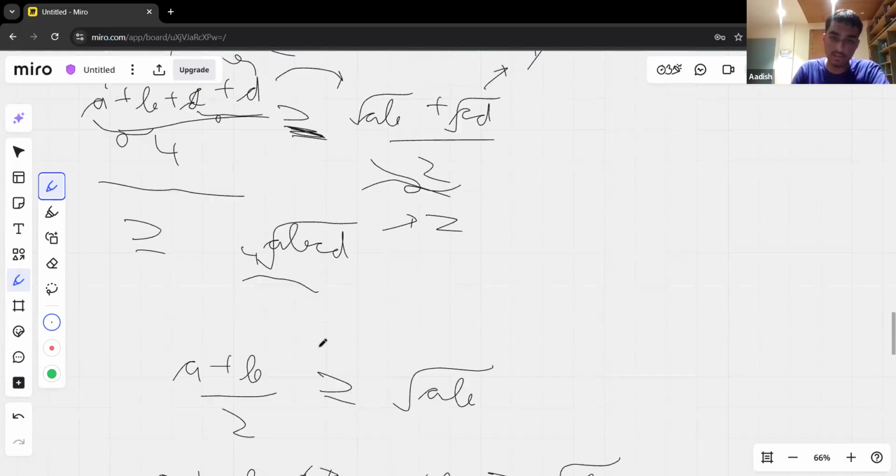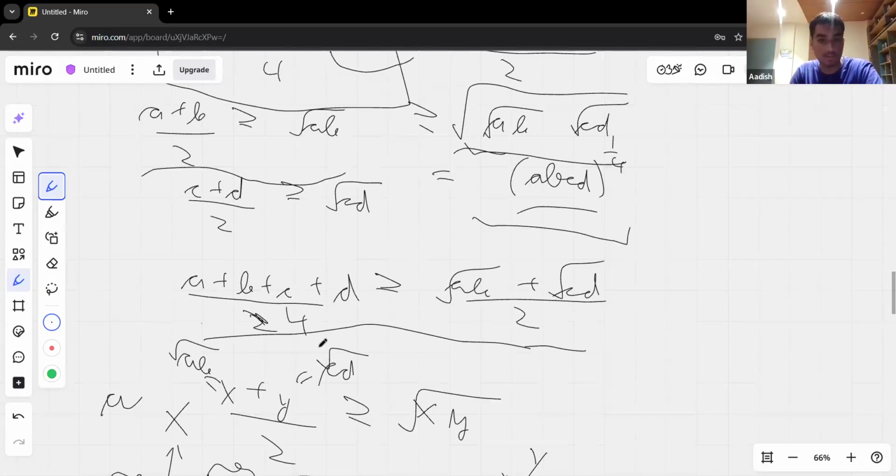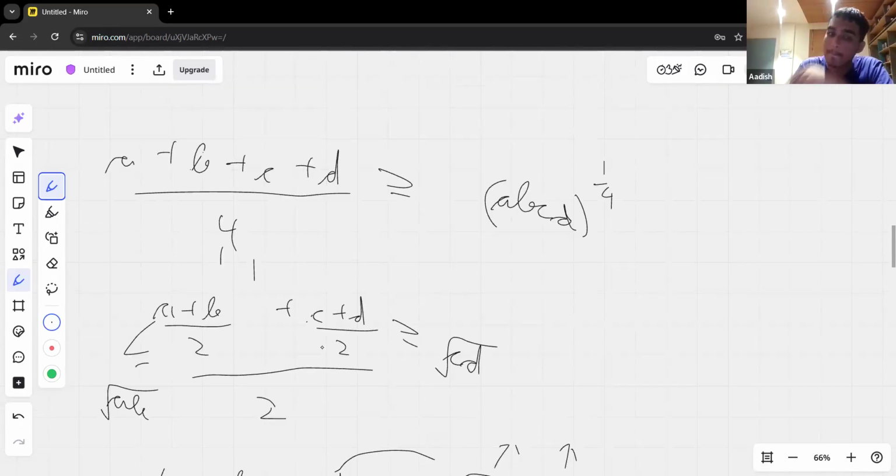Okay, I'll just say it right now. We'll have to move on to other stuff. AMGM: these two are equal if and only if A, B, C, D all are equal, or however many numbers there are, they are all equal. Okay. Yes.